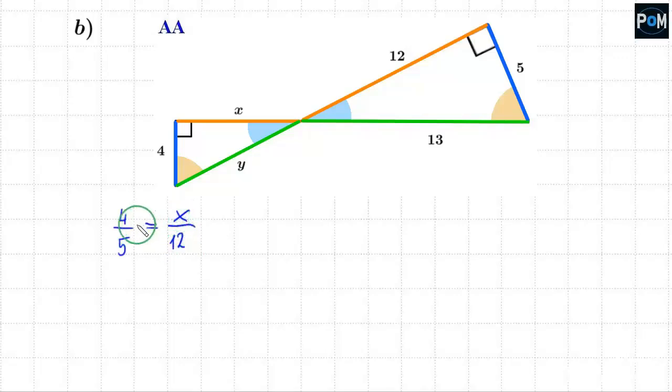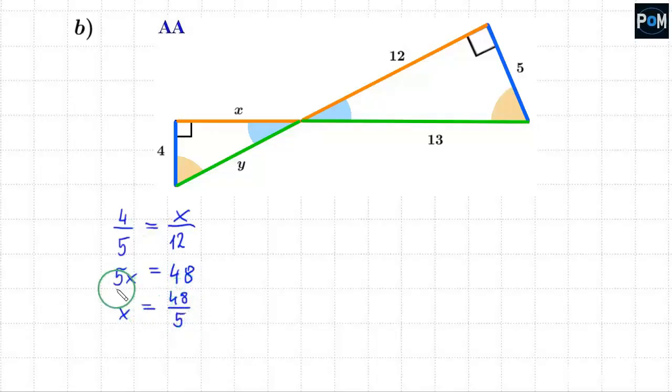Nothing cancels out here, so I need to cross multiply. I first multiply here with the x. X times 5 gives me 5x, and from the other cross, I get 4 times 12, which is 48. I divide everything by 5 and get that x equals 48 fifths.